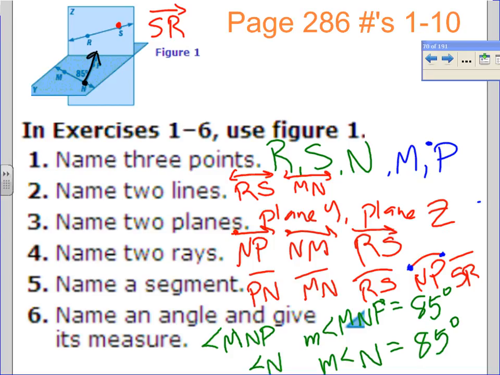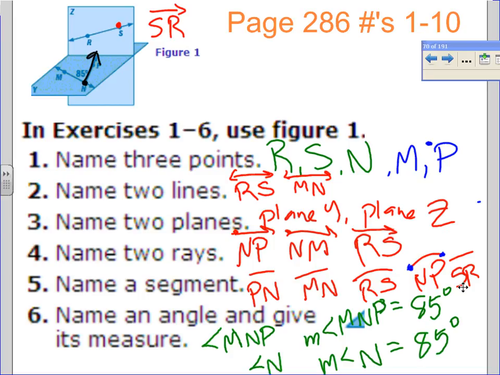You could also name it as angle PNM. Remember, as long as the vertex is in the middle, there's a couple ways to name it. No. You could have just picked one way. So as long as you had either this or this and this or this, you're fine. Okay, anyone else on number 6?